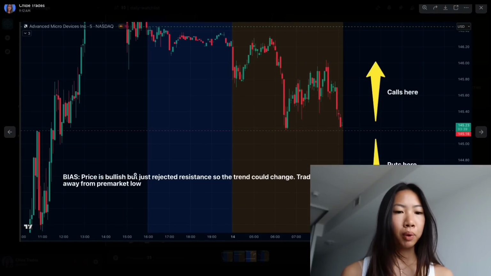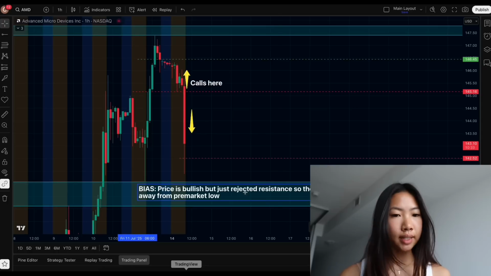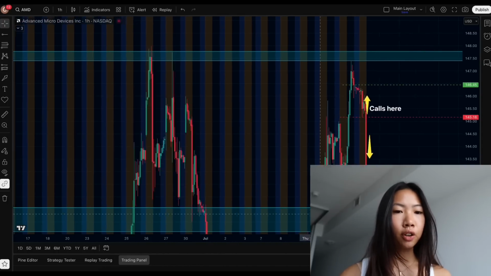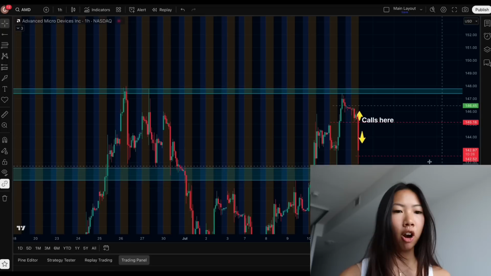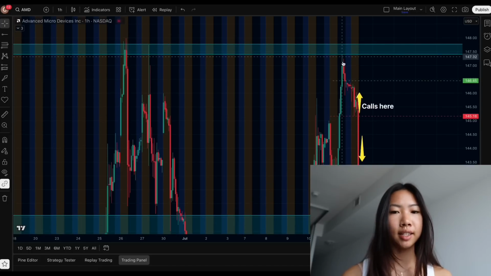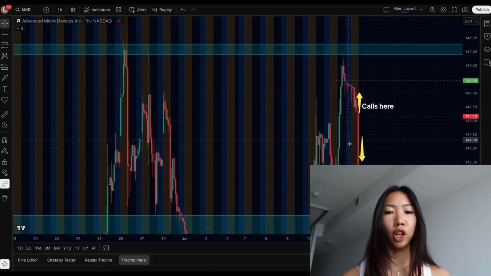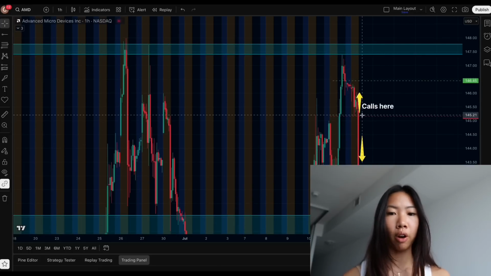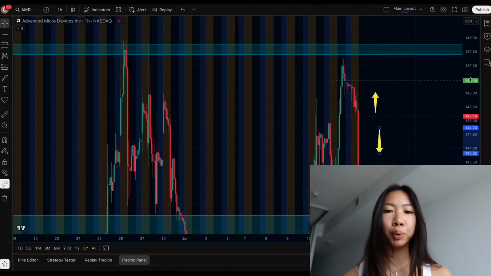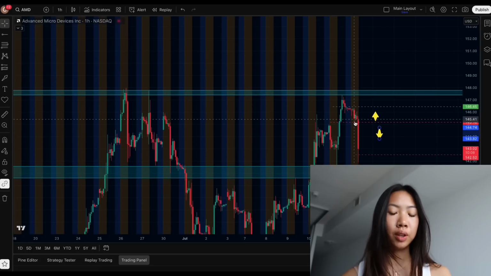I said, price is bullish, but just rejected resistance. So the trend could change, trading away from pre-market low. So breaking it down for you here, this is a resistance. If you look all the way to the left, it is pretty strong. We have a couple rejections, 1, 2, and 3. And so whenever price is at resistance, it could always continue lower because it is rejecting, or because we have market structure. So let's move this, we have bullish market structure prior to this entry here.